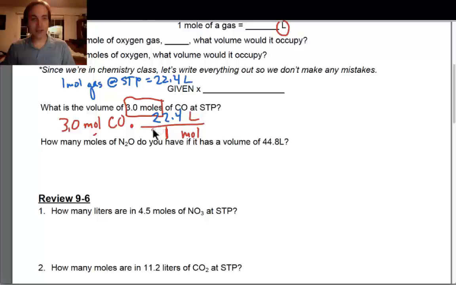And it turns out anytime you're dealing with the volume of a gas, you plug in 22.4 when you're trying to figure out the volume. Okay, so moles cancel out. We're left with 3 times 22.4, which is going to give us 67.2, and then our units are liters. Don't forget the substance, so in this case it's carbon monoxide.